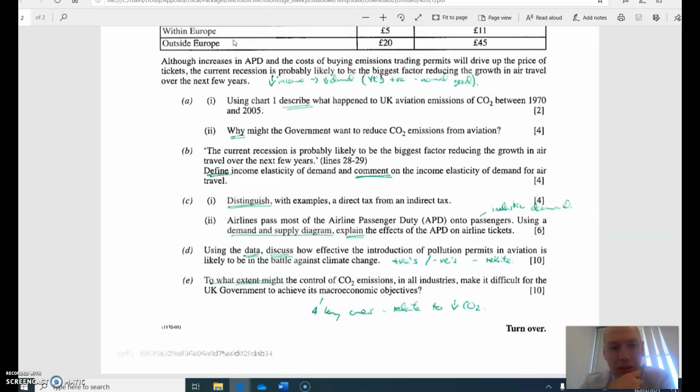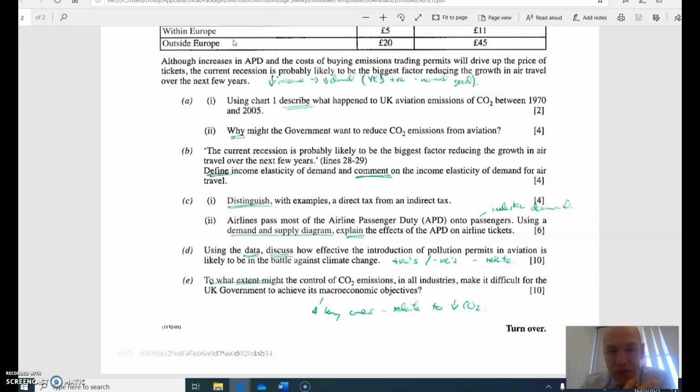So first of all, using chart 1, describe what happened to UK aviation emissions of CO2 between 1970 and 2005. I now know what I'm looking for. Why? Look, and you can see I've underlined all the command words. I know if it's explanatory, evaluative, and so on. Why might the government want to reduce CO2 emissions from aviation? Define income elasticity of demand and comment on the income elasticity of demand for air travel.